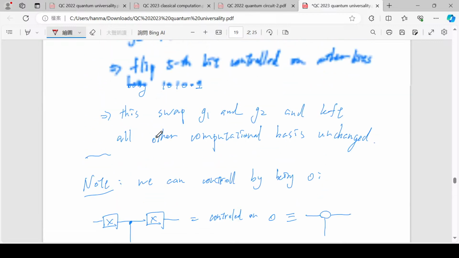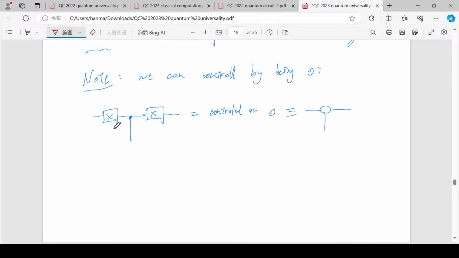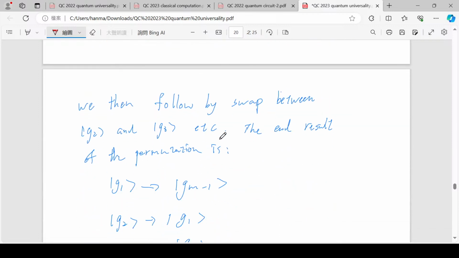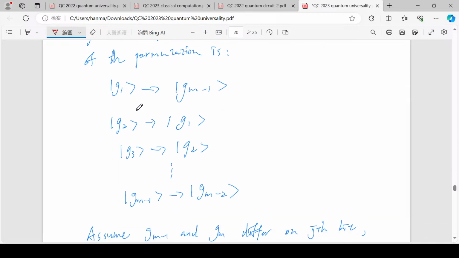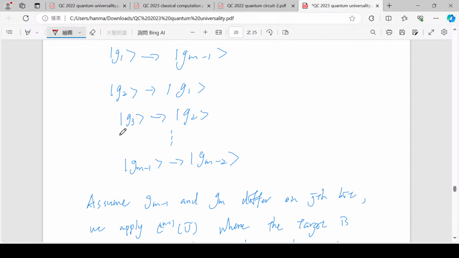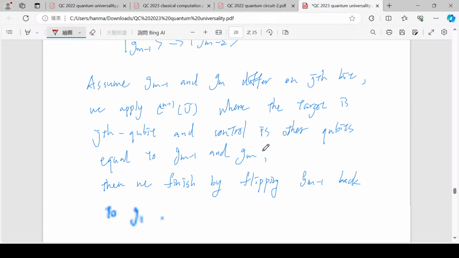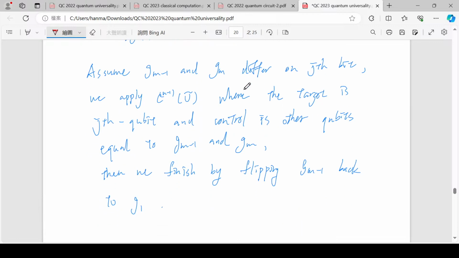Okay. And also you can control on 0, as we said before. The control on 0 is this circle thing, and it's control on 1 sandwiched with X gates, you get control on 0. Okay. And yeah, so you get those swaps around, and you get some permutation between the bases. And let's skip the detail.